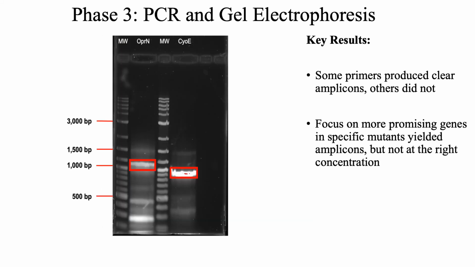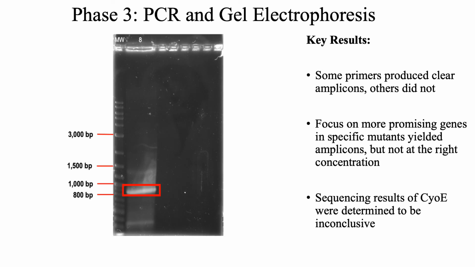Eventually, focusing on more promising genes and specific mutants did yield amplicons, as seen by the figure here, where OpRN and SIO-E were increasingly focused on due to their success. However, these amplicons were not at the right DNA concentration to be isolated and sent for sequencing. Eventually, sequencing results of SIO-E were determined to be inconclusive, therefore complicating the end results of the study.